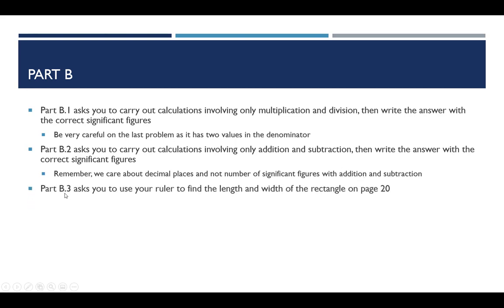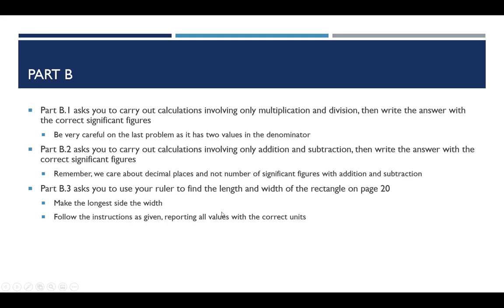For part B3, you're going to need to use your ruler, and to do that you'll need to find the length and the width of the rectangle on page 20. And even though it doesn't ask you to do this, I'd like you to label those measurements on the rectangle as well, and make the longest side the width. So what I would normally call the height, make that the length. And then follow those instructions as given and report all the values with the correct units.